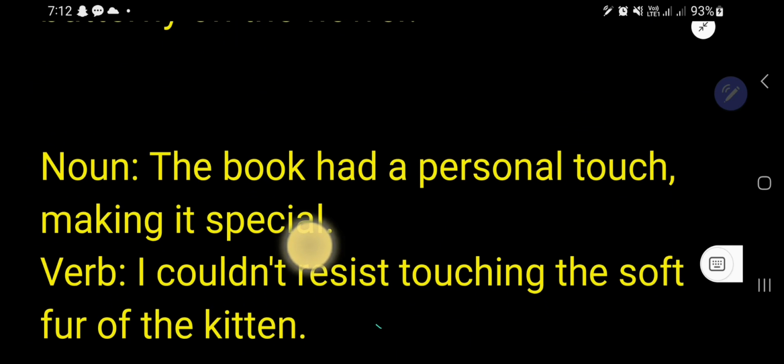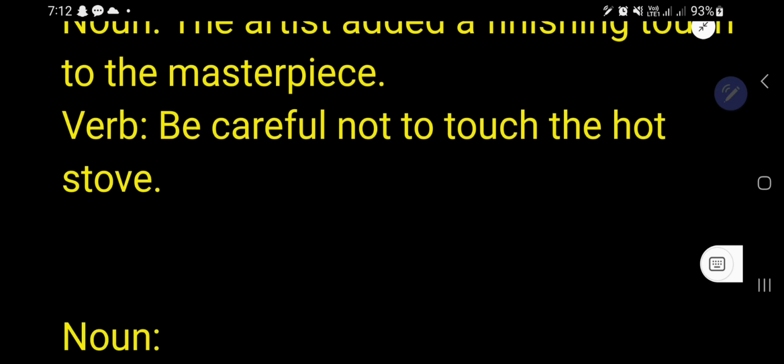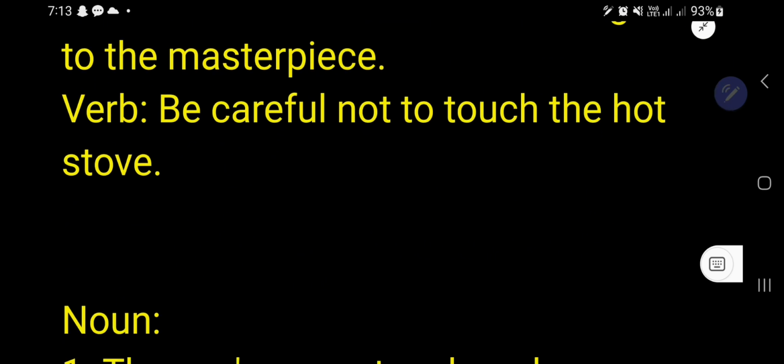Here is the third example. As noun, the book had a personal touch, making it special. As verb, I couldn't resist touching the soft fur of the kitten. Here are another examples. As noun, the artist added a finishing touch to the masterpiece. Verb, be careful not to touch the hot stove.